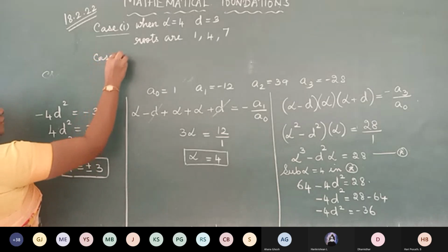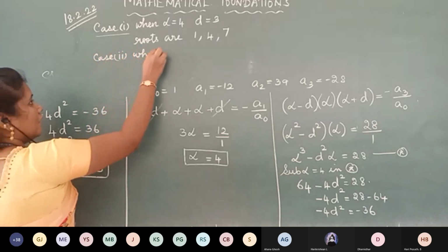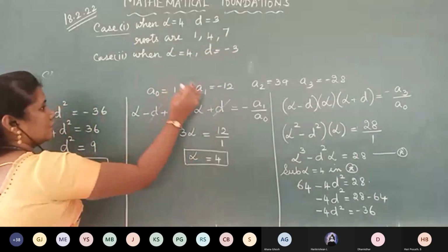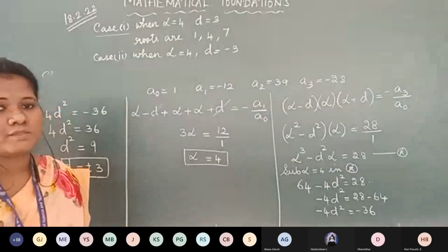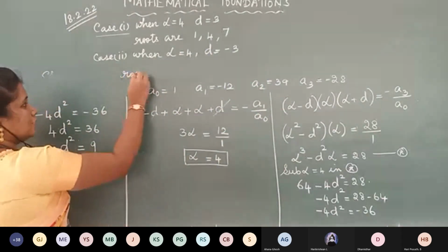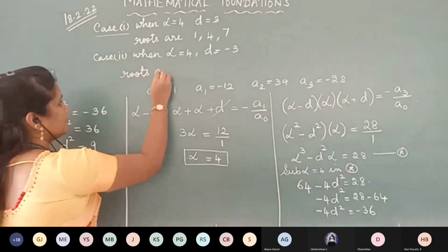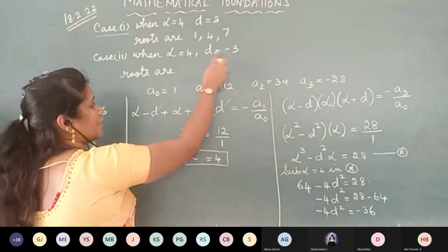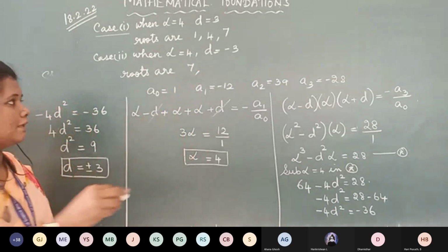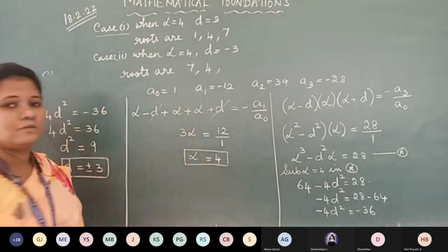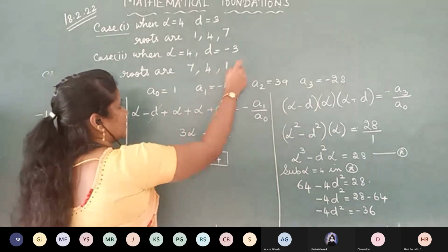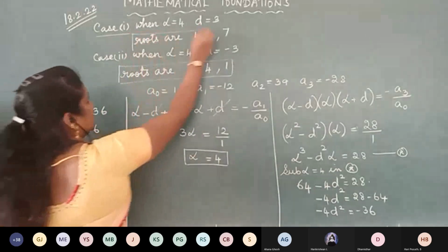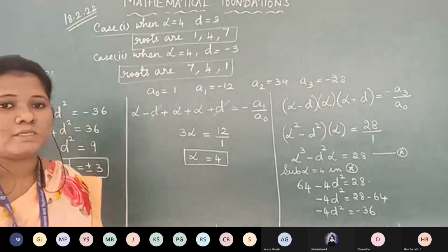Case 2, when alpha is equal to 4 and d is equal to minus 3. What do you get? You substitute it again. Alpha minus d: 4 minus of minus becomes plus, so 7. Then alpha is 4, and alpha plus d is 4 minus 3. These are the roots. So now you find the roots when it is in AP.